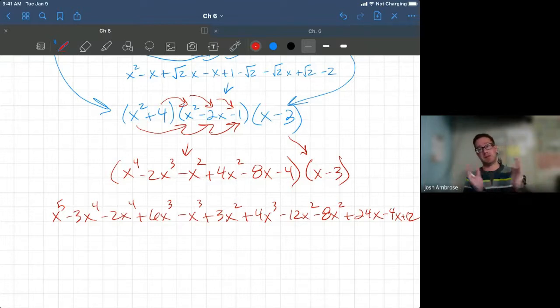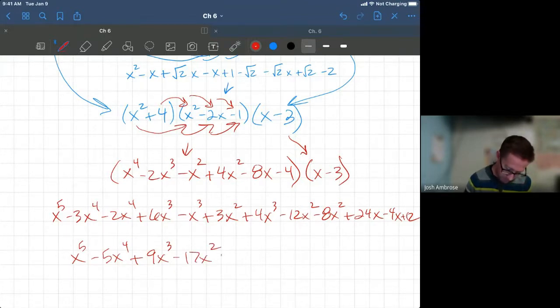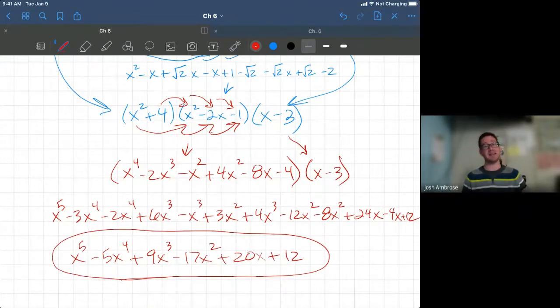After you simplify, combine like terms, cross out some stuff, you will then get x to the power of 5 minus 5x to the power of 4 plus 9x to the power of 3 minus 17x squared plus 20x plus 12. Wow, right there is your final answer.